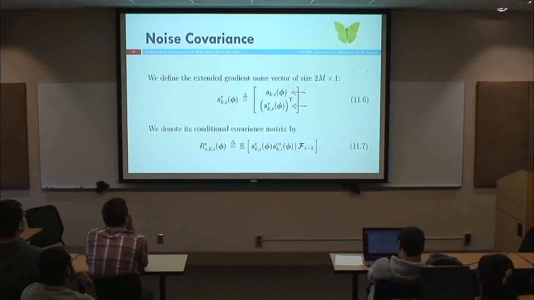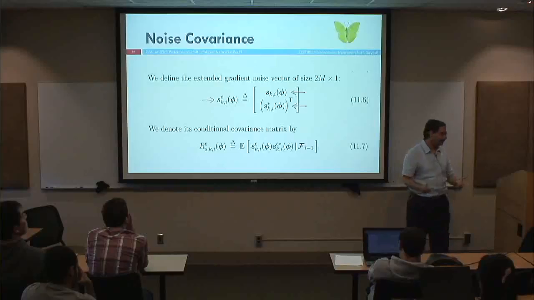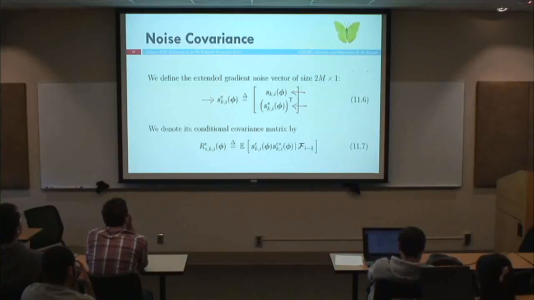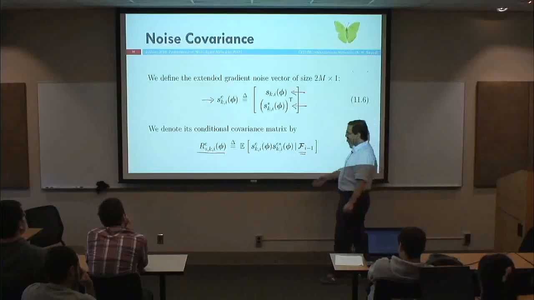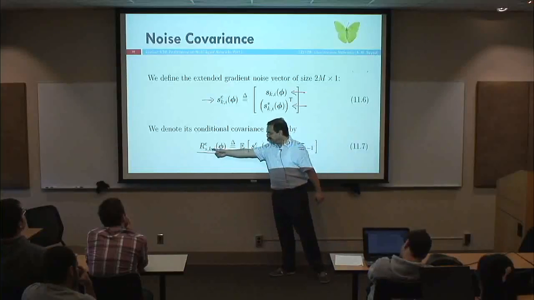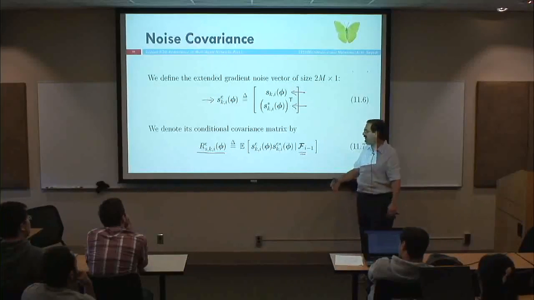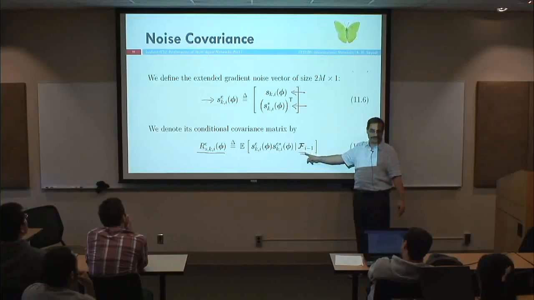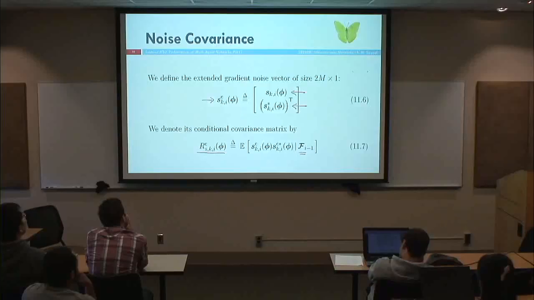Now, since your gradient noise vector is extended, its covariance matrix will also be extended. This is the definition of the covariance matrix conditioned on the data up to that time. So this is a conditional covariance matrix. In effect, this definition is a random variable itself. When you condition on F, it is a random variable because it is a function of F. Fine, so this is the gradient noise definition.